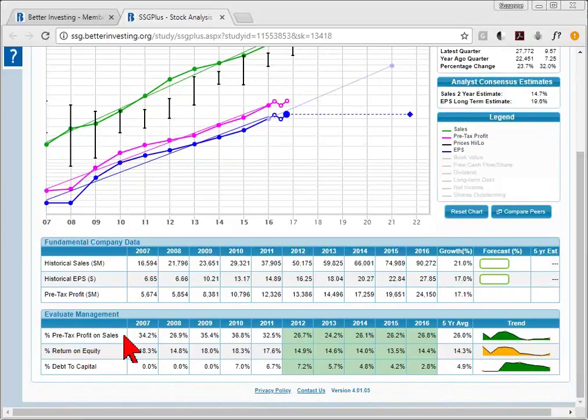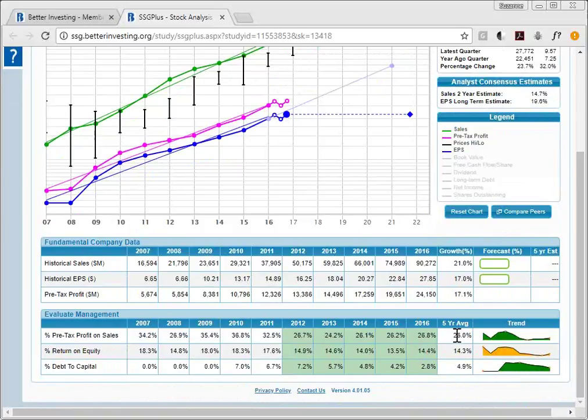A couple of items we look at here: pre-tax profit on sales. We would like to see companies who are best in their industry or best among their peers at making money and making that pre-tax profit on sales. So we're looking for a level relative to others in the industry, not just a flat number in this case. We're looking for at least stable or growing.